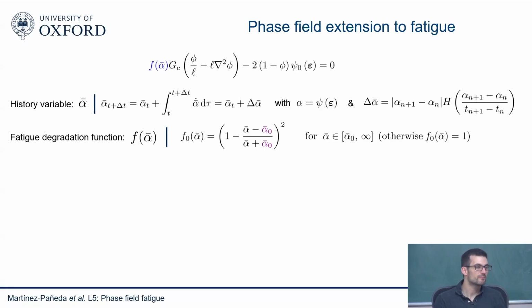Can we think of units of this alpha bar? Is it dimensionless? No, this has units. I've forgotten what units we have here. So I guess alpha, this is the same as the strain energy density, right? So I guess megapascals.